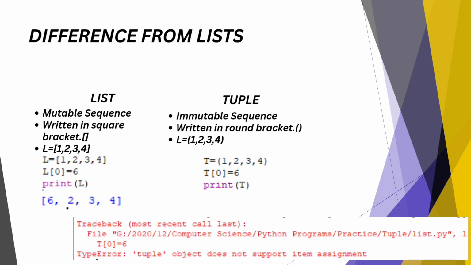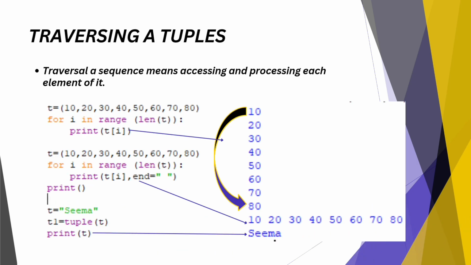The difference from the list is that a list is a mutable sequence written in square brackets. L = 1, 2, 3, 4. If we change L[0] to 6, that is possible in the list, but if we change t[0] to 6 in the tuple, we will get a TypeError: tuple object does not support item assignment, as the tuple is an immutable sequence and it is written in round brackets. So here we cannot change it.